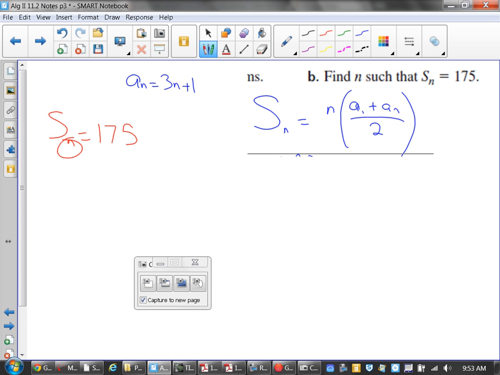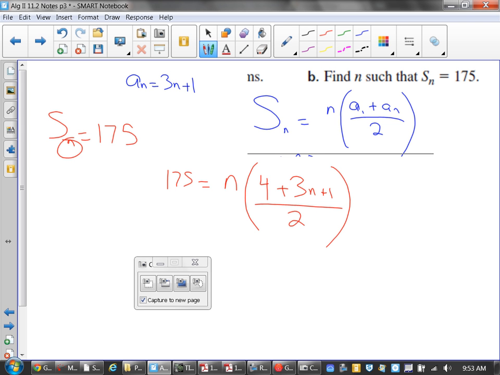What was your first term? 4. So if I start substituting things in, I get 175 equals n times, oh sorry, this is our n. We don't know what that is. The n is what we're trying to solve for. Okay? 4 plus, very good, all over 2. Everybody see that okay?